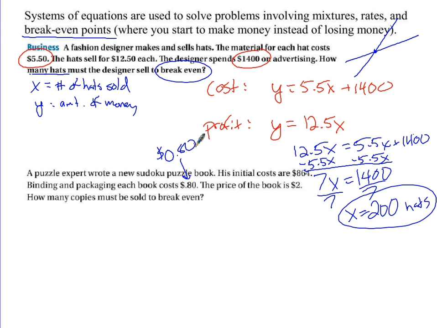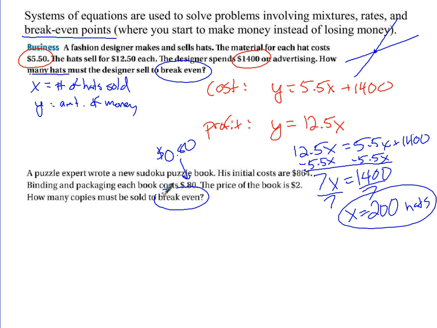The price of the book is $2. How many copies must be sold to break even? So, what kind of problem are we working with here? Well, it's a story problem, but what kind of story problem? It's a break-even problem. See how it says break-even right here? As soon as I see a break-even problem, I know that I have to make two types of equations. What types of equations do I have to make? A cost equation and a profit equation.